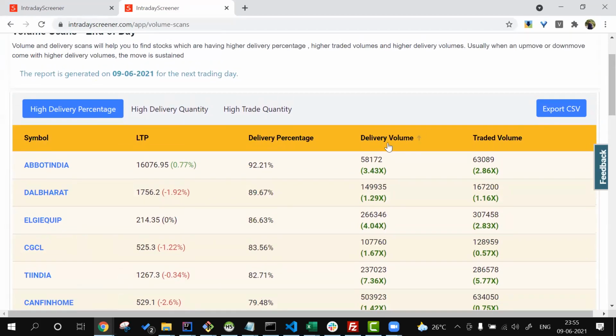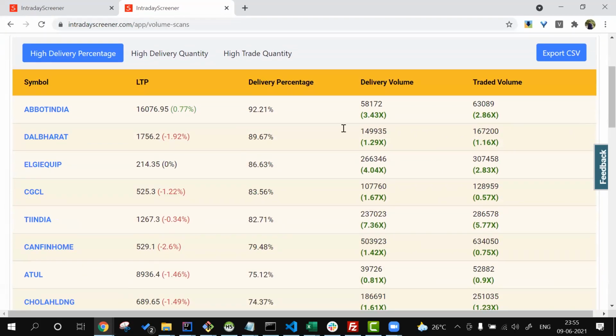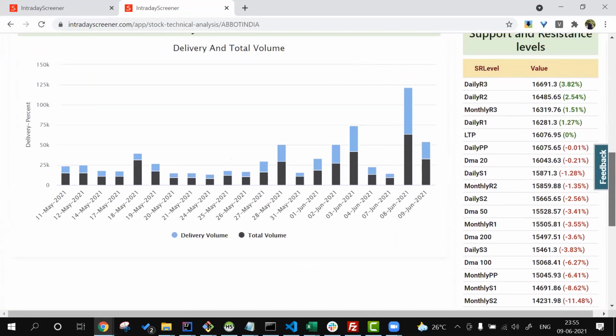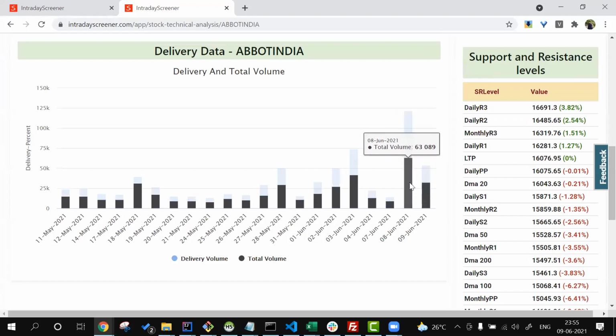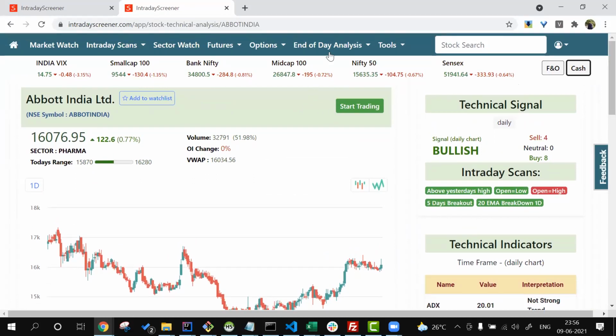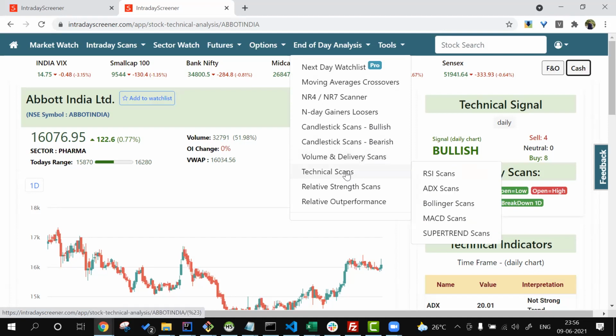It has almost 3.5 times more delivery than usual and 2.5 times higher traded volume. High delivery is a good sign, so these stocks where delivery is usually high can actually do well. You can also click on a stock, go to the delivery volume section, and see that there is very high delivery happening in this stock. This is one of the ways you can combine charts with delivery data to see where some good delivery is happening.